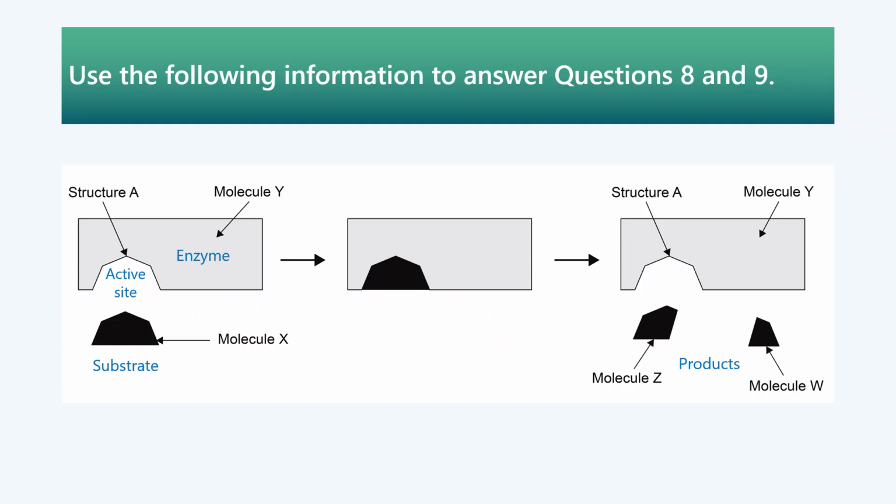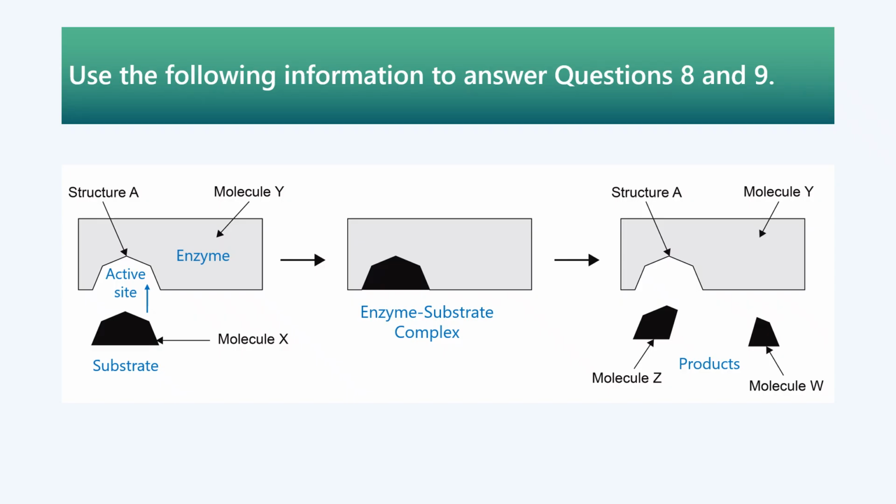Left panel, initial state. Substrate, molecule X, approaches the enzyme, molecule Y. The active site, structure A, is vacant and ready for binding. Middle panel, enzyme-substrate complex. The substrate binds to the active site to form an enzyme-substrate (ES) complex. Within this complex, bonds within molecule X are stressed or broken, lowering the activation energy of the reaction.